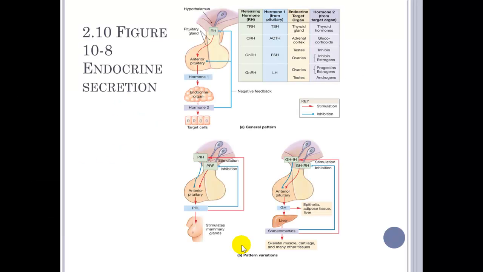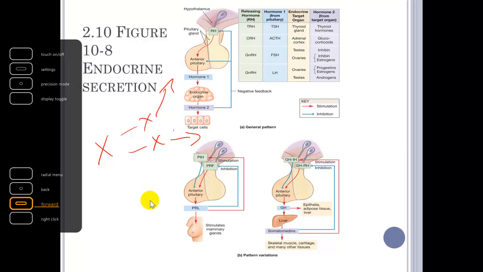So again, there's figure 10.8, endocrine secretions. Just remember, one hormone brings about others, which act on organs, and those organs then release their endocrine hormones, which affect multiple cellular environments throughout the body.